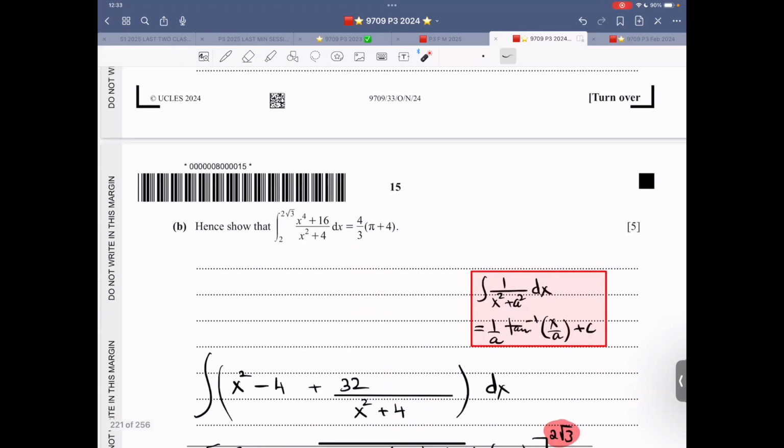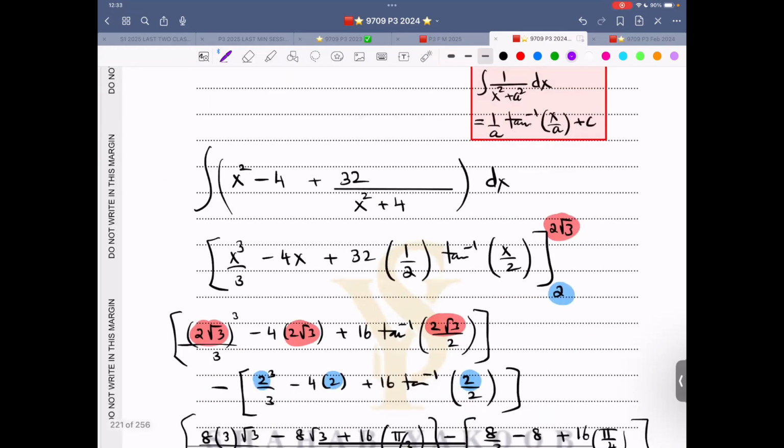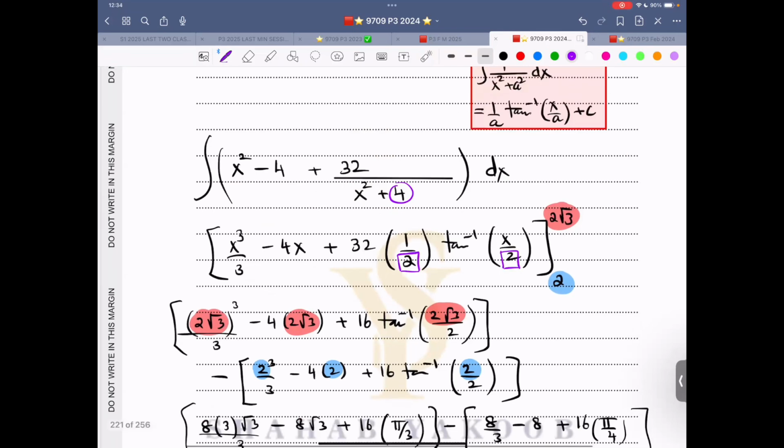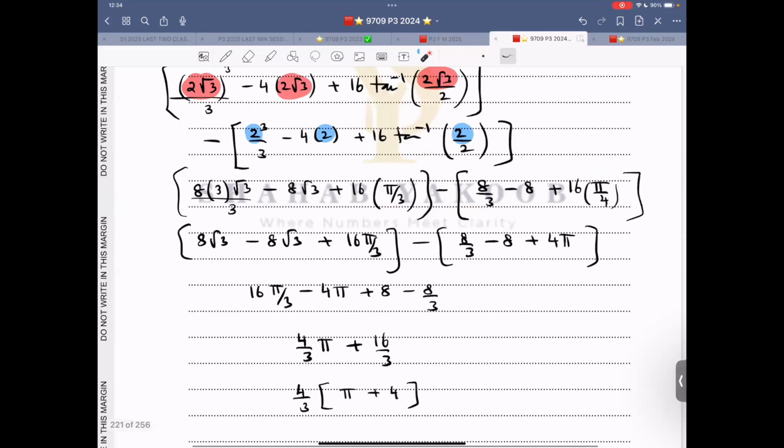So make sure that you write it separately and double check. The integral of 1 over x squared plus 2 squared dx is 1 over 2 tangent inverse x over 2 plus c. So 4 is 2 squared, so this is 1 over 2 tan inverse x over 2. Of course, there is no c because there are limits. You plug in the upper limit, you plug in the lower limit, you simplify with the surds and everything.